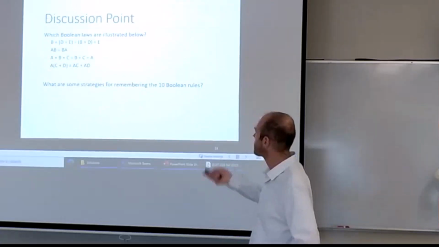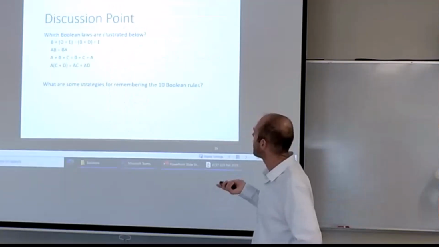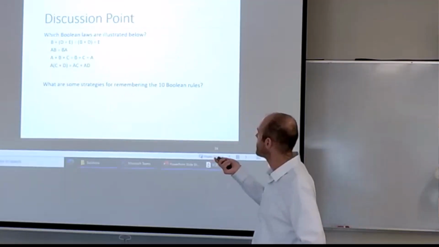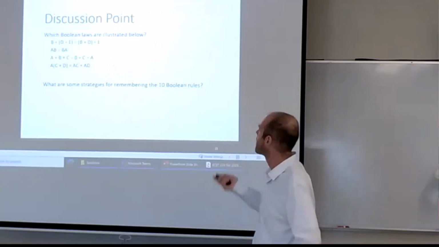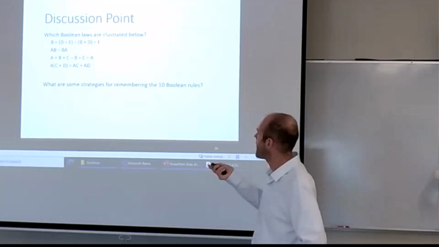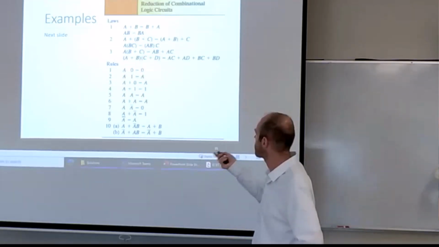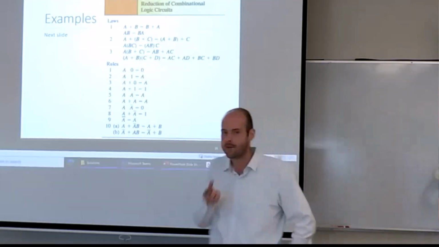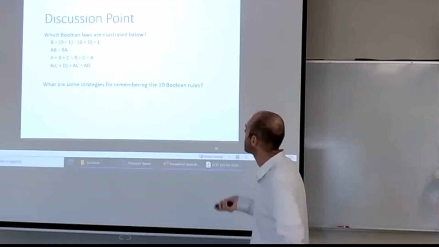Then we said A is equal to BA. That is law number 1. ABC is equal to BCA. That was also law number 1. Then A can be distributed over this quantity C or D. We have that law number 3 in effect there. We'll look more at the rules here in a minute with some other examples.